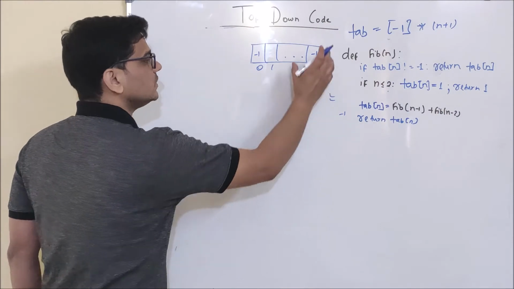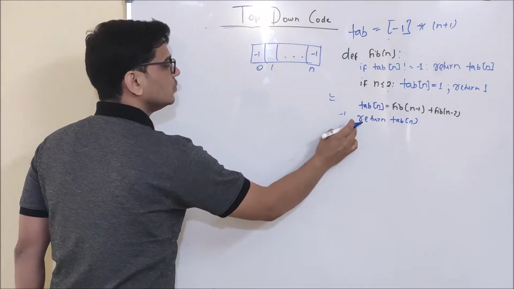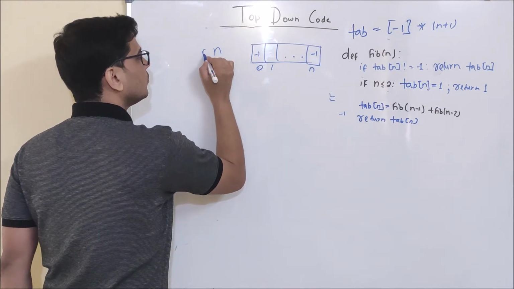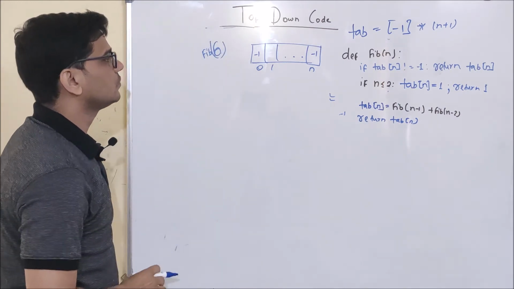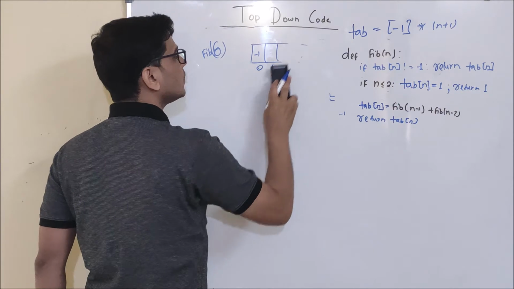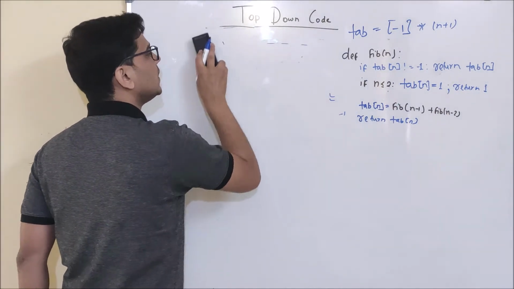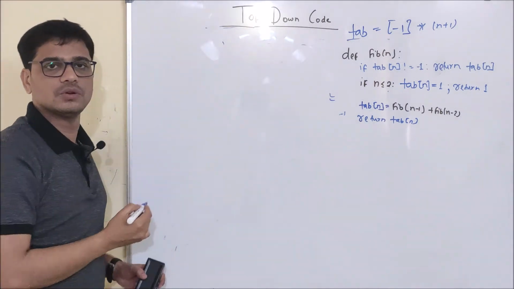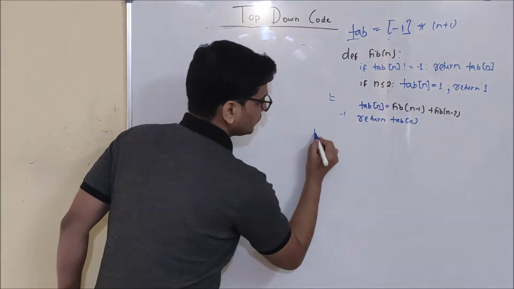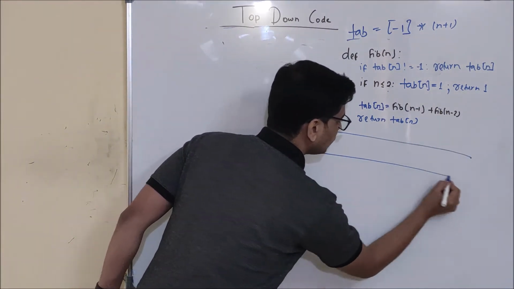Now let's see how this code will execute for fib of 6. First of all, for fib of 6, a memo table will be created with the name tab. Suppose this is the memo table.